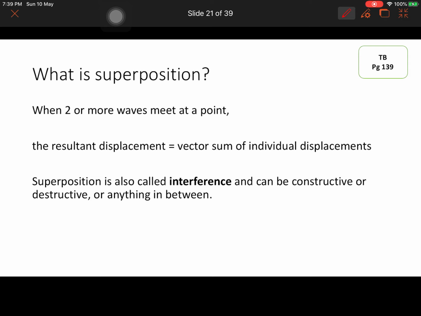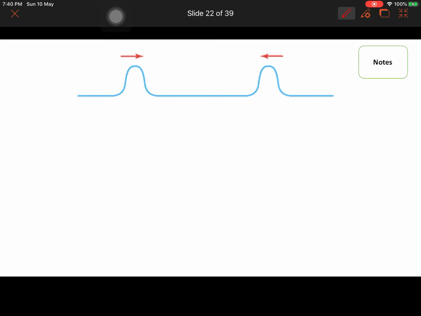Moving on, what is superposition? Let's turn to page 139 of our textbook. Let's highlight the first line: when you have two or more waves meeting at a point, the resultant displacement of the wave is going to be the vector sum of the individual waves. So highlight the first two lines of the top paragraph in your textbook. Now, what does this mean? We'll talk about it later on, and I'll show you what it means. Superposition can also be called interference. Later on in topic 4.4, you'll learn that interference can be constructive or destructive or anything in between. So we'll learn about these terms later on, all right?